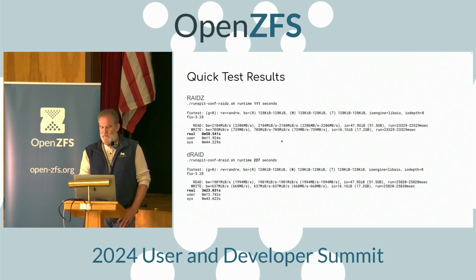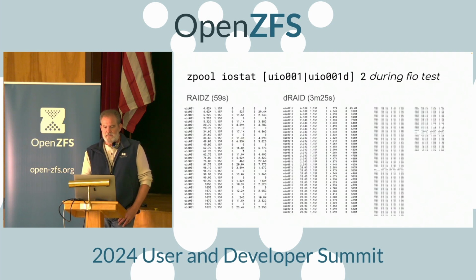Why, how, doesn't really matter yet. The FIO test, again, similar things. 58 seconds versus 3 minutes 23. And you'll notice almost all of that is in the real-time space of it. User and system are both pretty similar, at least for all the random testing.